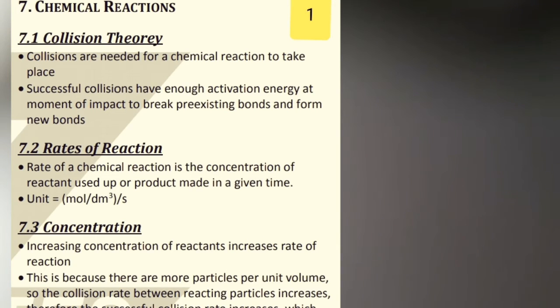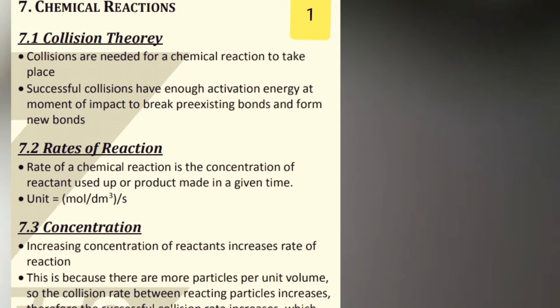In this video, we are going to discuss chemical reactions. Consider one chemical reaction: carbon reacts with oxygen to form carbon dioxide. C plus O2 giving CO2. Here, C plus O2, carbon and oxygen, are the reactants and CO2 is the product.